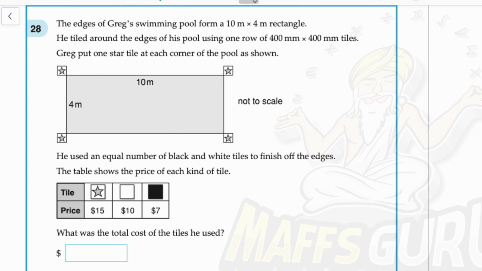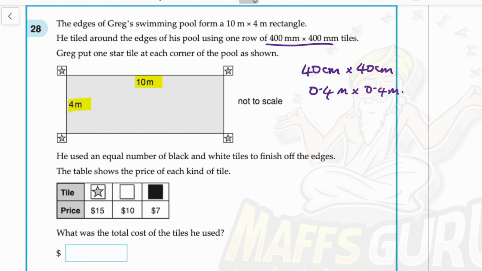Whoa up! Right, first things first. They've done it deliberately as 400 millimeters, so that's 40 centimeters by 40 centimeters. But if we notice, they've actually given me units in meters. So that's 0.4 meters by 0.4 meters. He used an equal number of black and white tiles. One row, one star tile, great. Use an equal number of black and white tiles to finish off the edges. Okay, here we go.